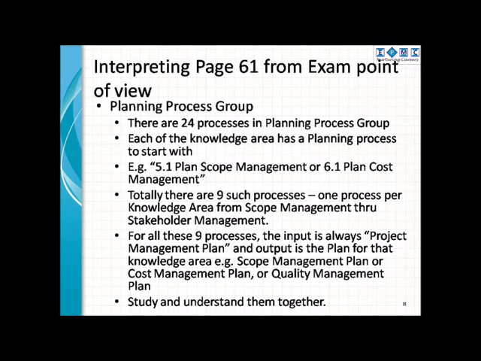For all of these 9 processes, the input is always project management plan in the state that it is in and output is the plan for that knowledge area. For example, scope management plan or cost management plan or quality management plan, etc. My recommendation is study and understand these 9 processes together. Therefore, 30% of your planning processes can be studied this way.